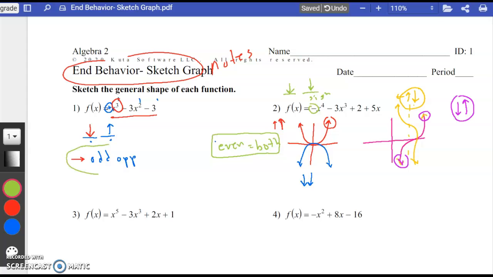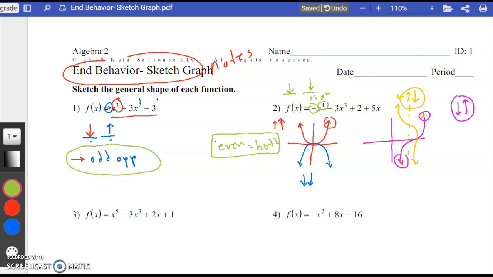So we have odd, opposite. If the exponent is odd, the left arrow is in the opposite orientation than the right arrow. If the exponent is even, then it means both arrows are in the same direction.